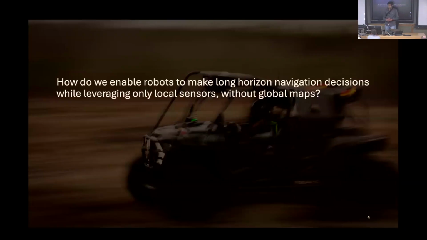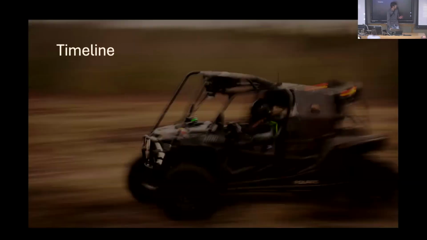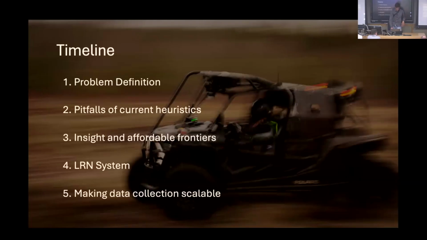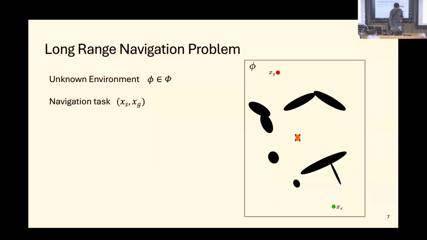The central question we are tackling here is how do we enable robots to make long horizon navigation decisions while leveraging only local sensors without global maps. There's quite a bit to unpack here, so let me give a brief overview of the timeline. I'm going to talk about the problem definition, the pitfalls of the autonomy stacks or the heuristics, our main insights on using these visual affordances, a brief overview of the LRN system, and importantly, how do we make data collection scalable for our problem. So let's talk about the problem.